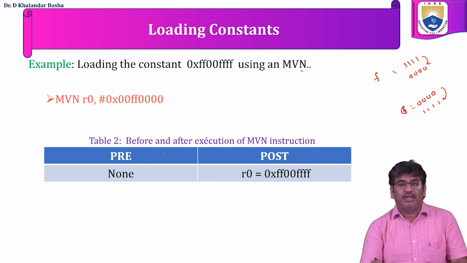Before execution of the MVN instruction, the R0 content is not required because we are loading it with the 32 bit content. Whatever value exists will be overwritten with the 32 bit value which we are going to load.